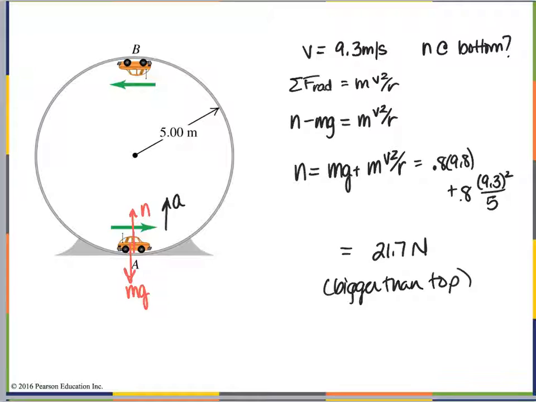If you've gone on some loop-the-loop ride, this should actually look kind of familiar to you, in that when you're upside down, because you're going to start to fall out of the chair, you're not going to feel as big a normal force, but when you're at the bottom, you feel very heavy because your normal force is getting bigger.